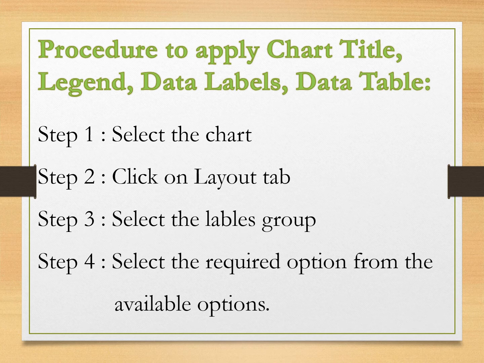Now let us see the procedure to apply the chart title, legend, data labels and data table. If you want to apply these options, you have to select the chart first, then click on the layout tab, then select the labels group. All these chart title, legend, data labels, data table are present in the labels group of layout tab. Then according to your requirement, select the required option from the available options.